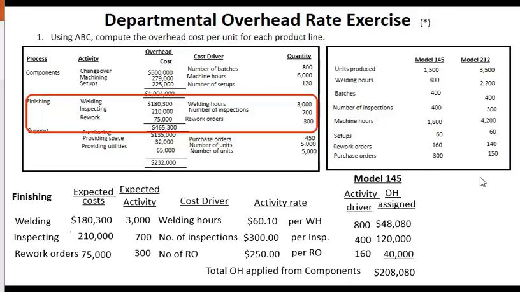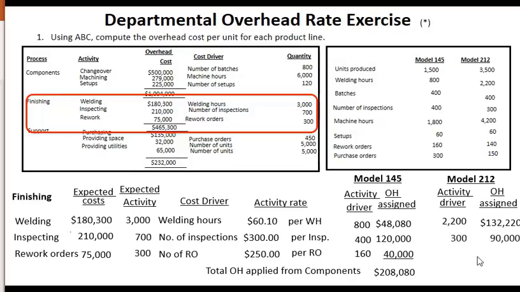We're going to go through the same process for model 212, and again based upon the activities it plans to consume. In this case, welding hours 2,200 times our activity rate of $60.10 equals $132,220. We also go through the activities for inspecting and for rework orders, and the total in this case comes up to $257,220. So now we have the overhead assigned to models 145 and 212 from our finishing department.